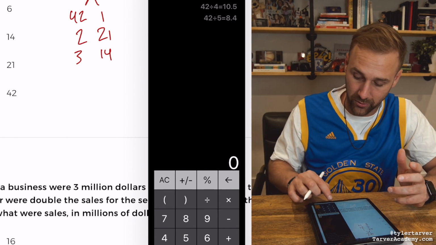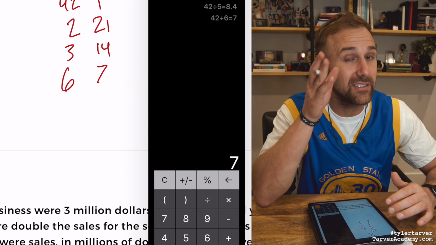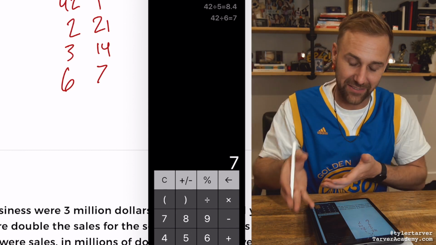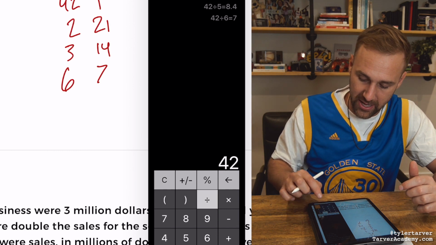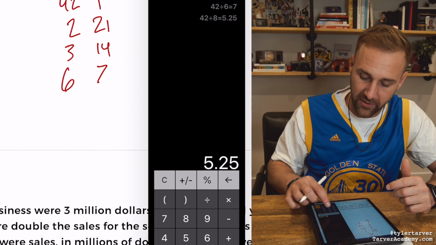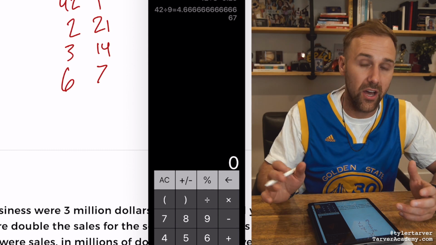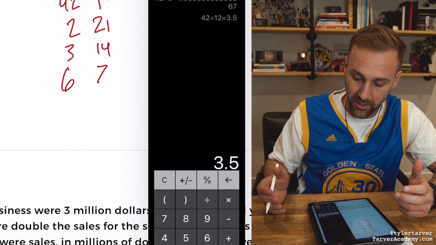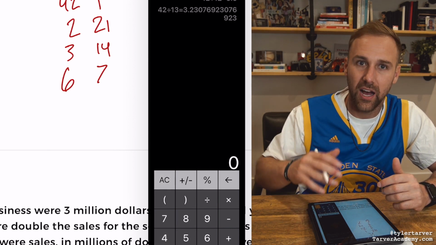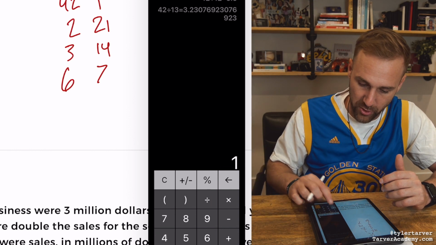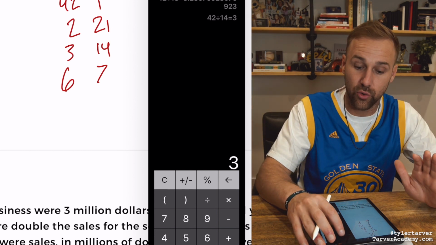Does 6? 42 divided by 6 is 7, so 6 and 7. Do I need to plug 7 in? No, because we just did it. Let's do 8. Nope, doesn't work. 42 divided by 9, no. 10, no. 11, no. 12, no. 13, no. 42 divided by 14? I bet it's going to be 3. It's 3.